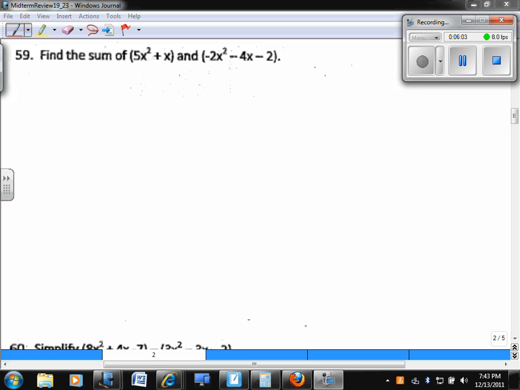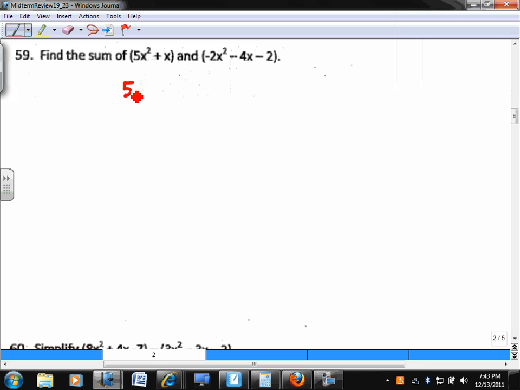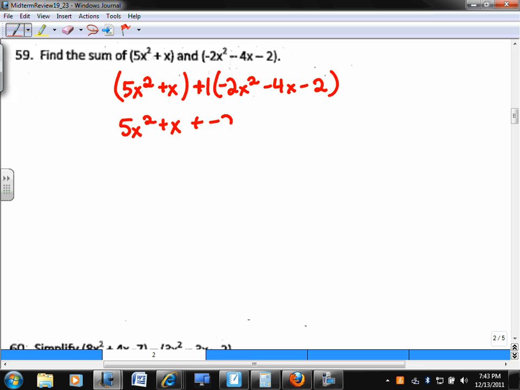Okay, find the sum of 5x squared plus x and negative 2x squared minus 4x plus 2. Well, that's relatively simple. A sum is just adding two things together. So 5x squared plus x plus the quantity negative 2x squared minus 4x minus 2. We can put these in parentheses, but there's nothing we can do inside of those parentheses. Since we just have plus between them, all we're doing is distributing a 1. Anything times 1 is itself. So we can just rewrite this without the parentheses. Doesn't change anything. So plus negative 2x squared minus 4x minus 2.